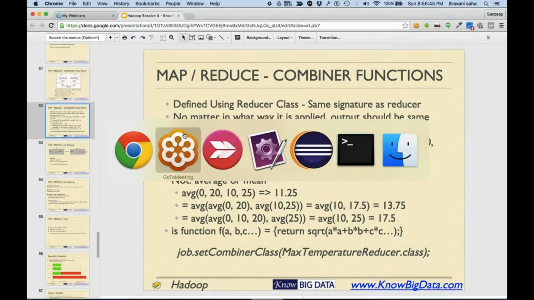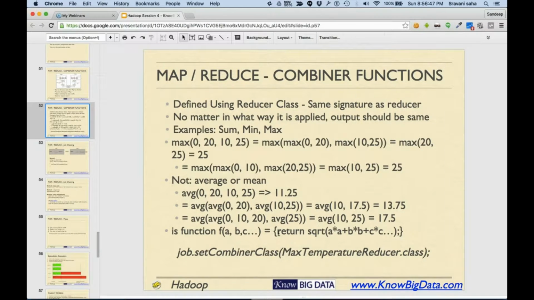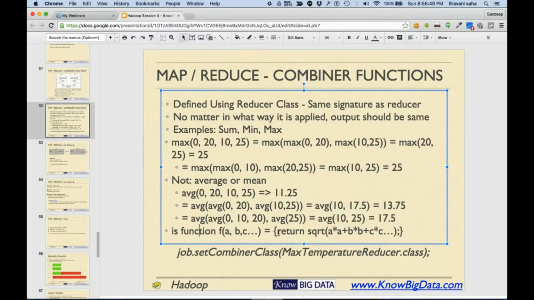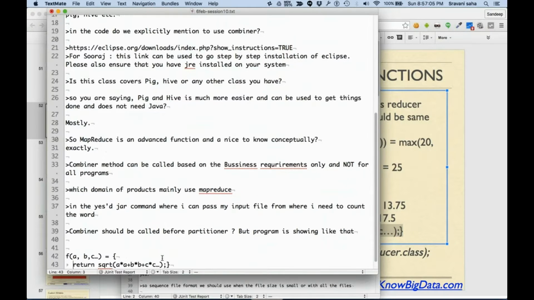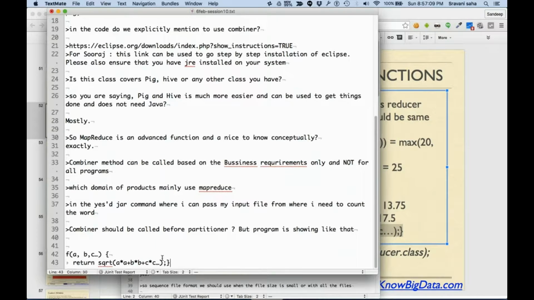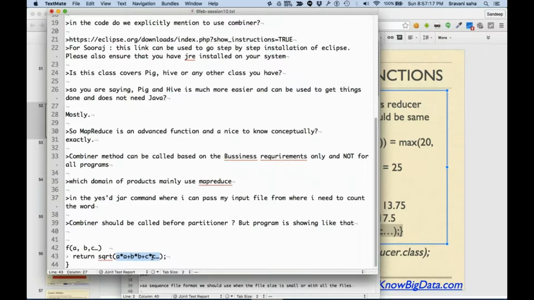Now, let's say this is the code in your combiner. What does this code do? This function which we have written here returns the square root of the sum of squares of all the values that are passed to it. The way we were doing only summations, this particular combiner is doing the square root of the summation of the squares of all the values.